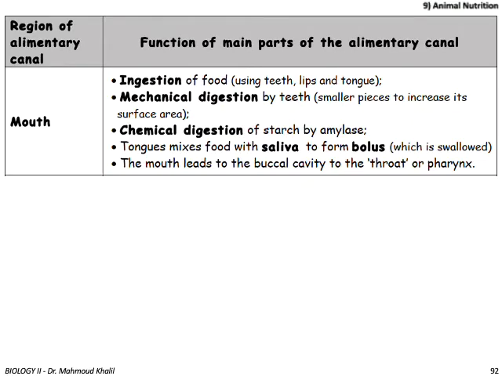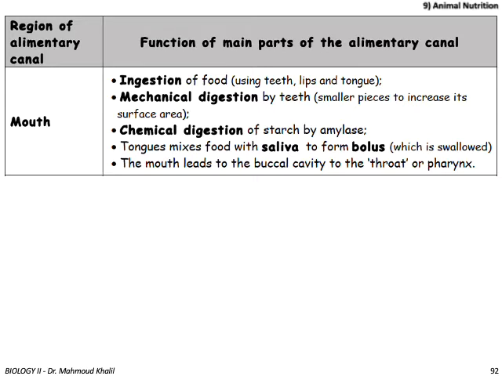So we have this table to see the location and function of the main parts of the alimentary canal. In the mouth, three processes occur: ingestion, mechanical digestion, and chemical digestion. Ingestion, of course, is of food using the mouth, teeth, lips, and tongue. Mechanical digestion is by the teeth. Chemical digestion of starch only occurs in the mouth, by the enzyme amylase.